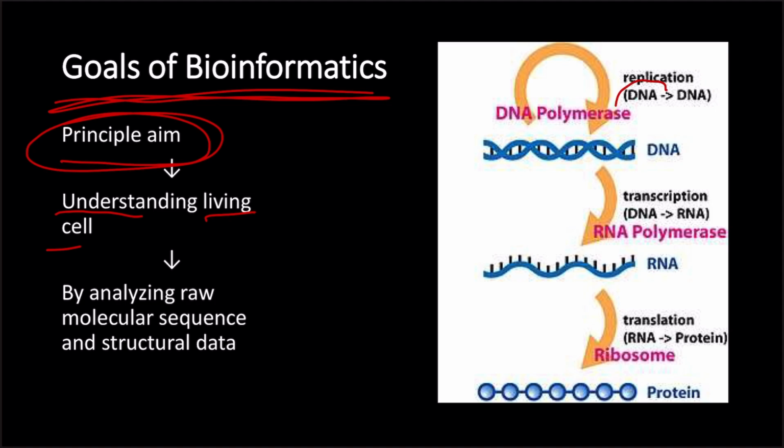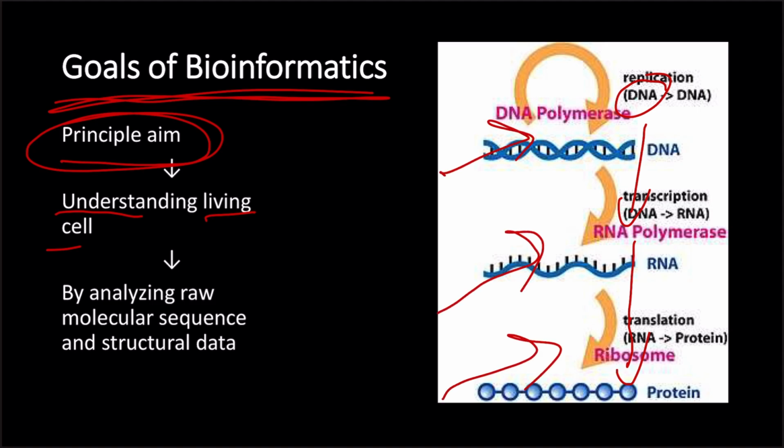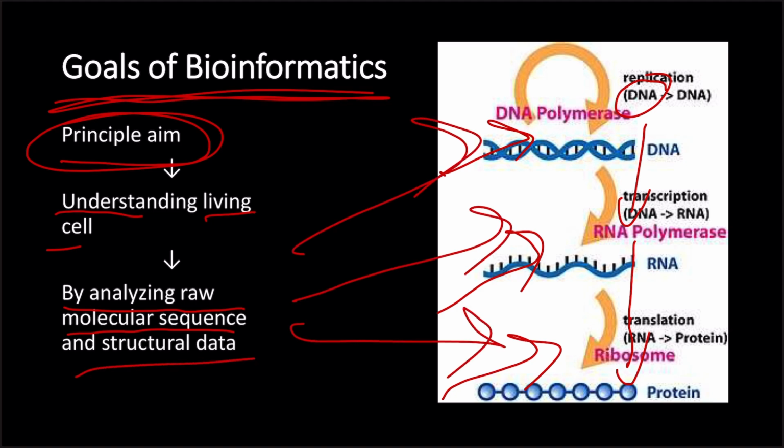Let it be DNA. So DNA gets converted into RNA, and this RNA gets converted into the protein. So this is known as the central dogma, and because of this protein, the physiological effects are mediated in a cell. So when we analyze all these, we are indirectly analyzing the different physiological activities of the cell. So hence we are understanding the living processes, that is the life processes of the cell. So basically we are analyzing the raw molecular sequence and the structural data which we obtain from the DNA, from the RNA, from the protein. So this is the main principle or aim of bioinformatics.